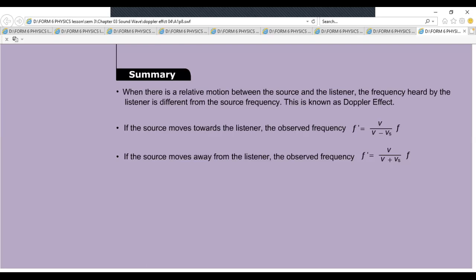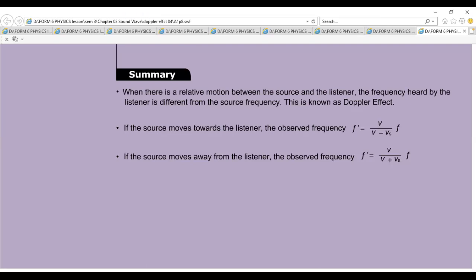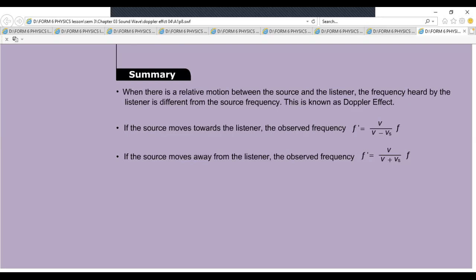If the source moves away from the listener, the observed frequency will be equal to V over V plus Vs times f, where V is still the original speed of the sound, that is 330 ms-1 or 340 ms-1, divided by V plus the speed of the car or speed of the source. So from here, this is how we find the relative frequency of the sound when the observer is stationary and the sound source is moving. Again, these two formulas only apply for the stationary observer who observes the moving sound.